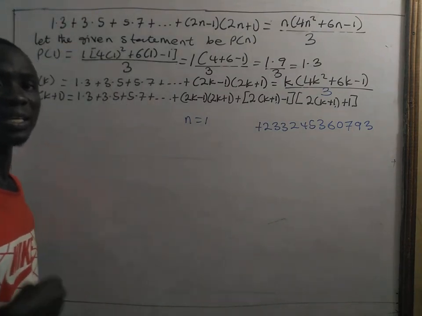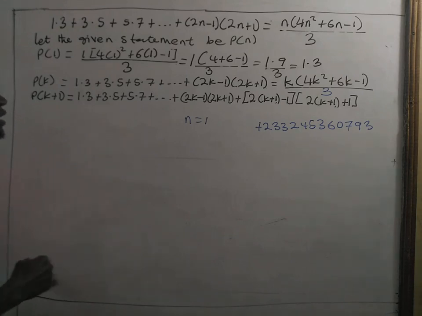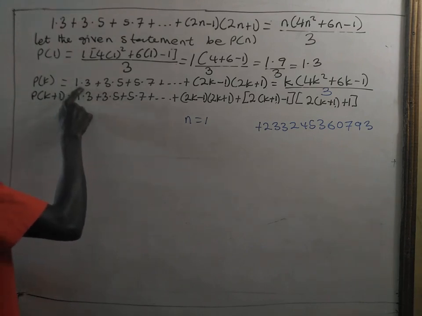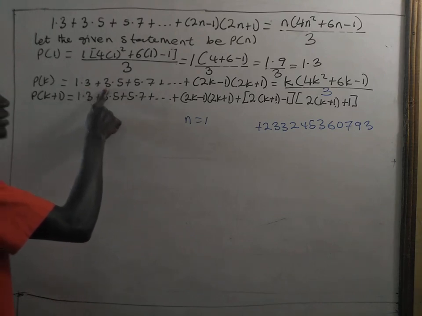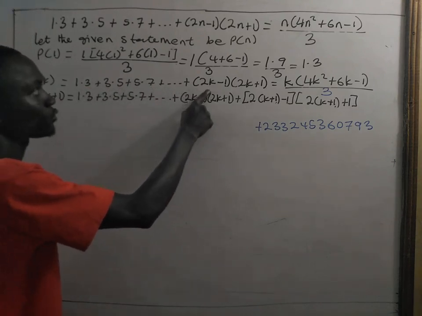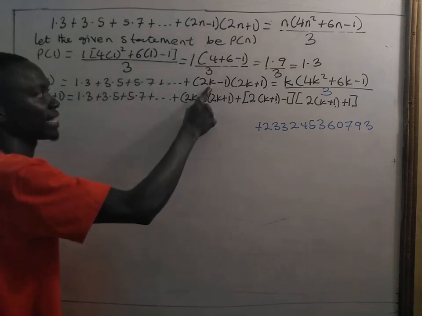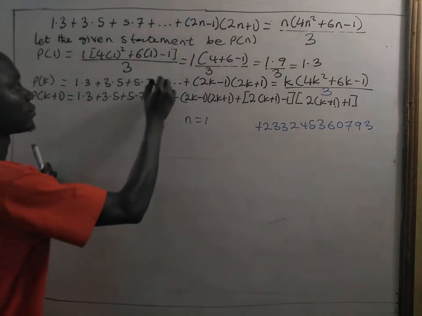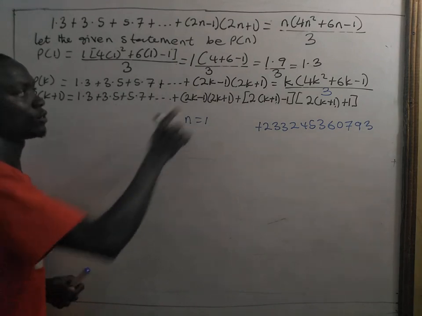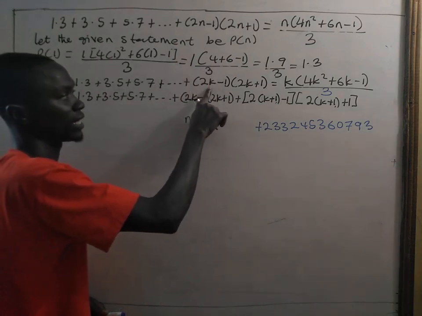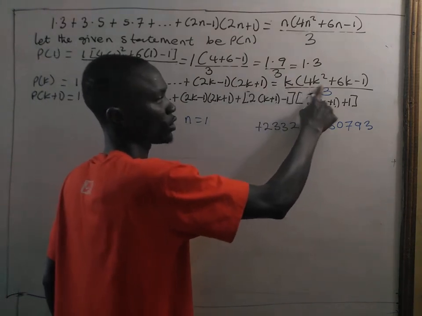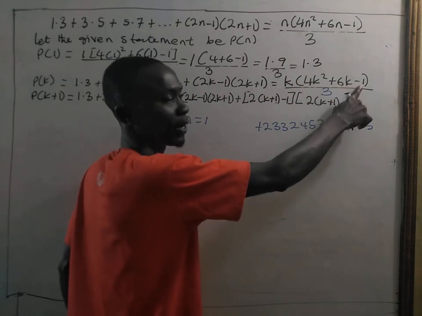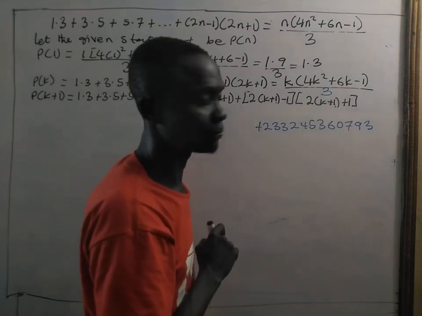Then we move to the inductive hypothesis. That is, assuming that P(k) is true, then we sum from 1 times 3 up to k. So we have 1 times 3 plus 3 times 5 plus 5 times 7 plus dot dot dot, and here we replace this n by k. Replace n by k, so we have (2k minus 1) times (2k plus 1) equal to k times (4k squared plus 6k minus 1), all divided by 3.